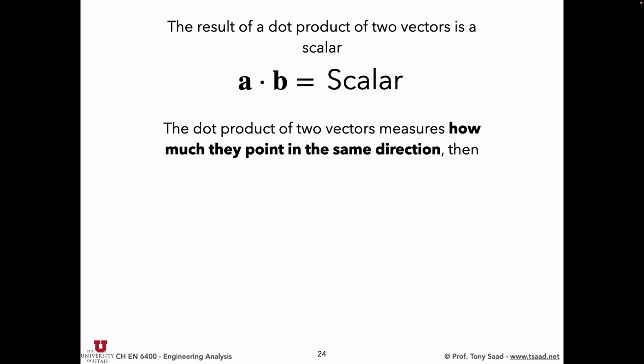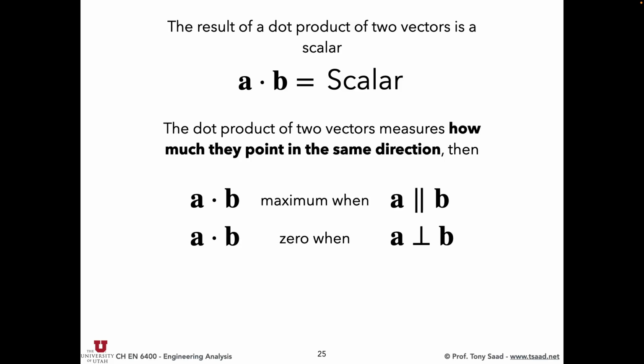Just because if the two vectors are parallel, the dot product is a maximum. It could be positive or negative if they're pointing in opposite directions, but it would be the maximum value. And then they are parallel to each other. If it's positive, they're pointing in the same direction. If it's negative, they're pointing in the opposite direction. And when they are perpendicular, it's 0. So they're not pointing in the same direction at all.